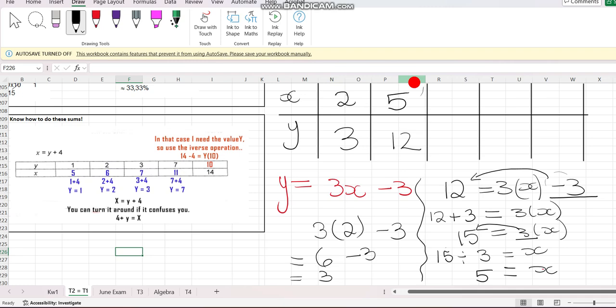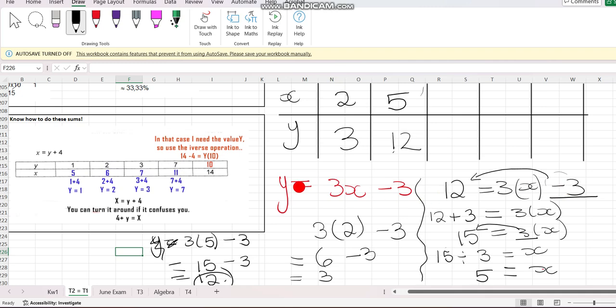So let's quickly see if we actually put it in, if we'll get the same. So 3 times 5 is 15 minus 3, and that gives you 12. So that's correct.